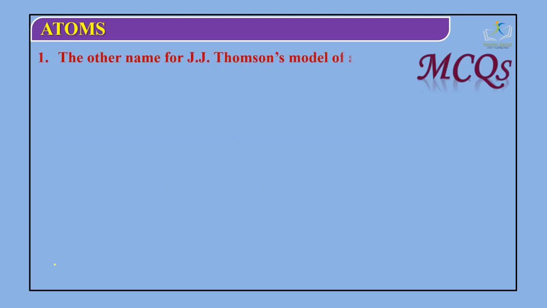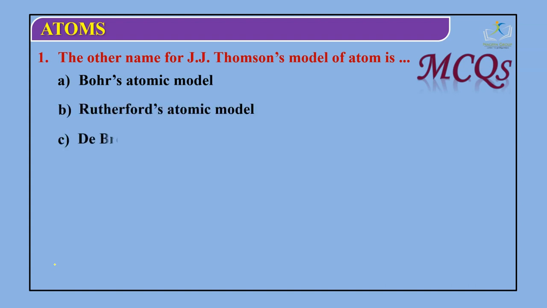Now let's move to some questions. Multiple choice question: the other name of J.J. Thomson's model of atom is Bohr's atomic model, Rutherford's atomic model, de Broglie's model, or plum pudding model. The correct answer is the plum pudding model.